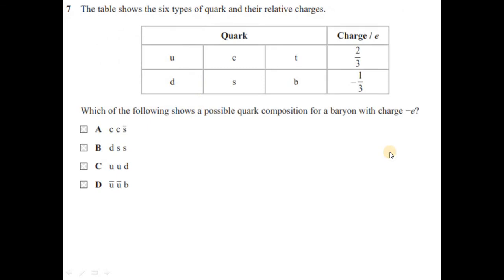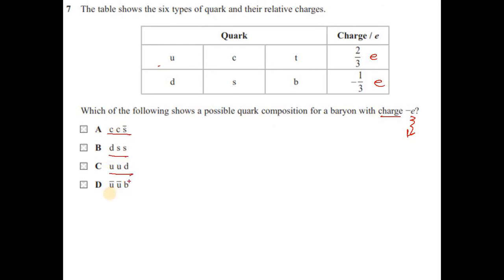Question number 7. The table shows 6 types of quark and their relative charges: U, C, T are 2/3, D, S, B are minus 1/3. Which of the following shows a possible quark composition for a baryon with charge minus e? Minus e, or you can say minus 1 is fine. So the charge is in units of e. That means this is 2/3 of e, this is minus 1/3 of e for each quark. Now you can check the charges one by one.